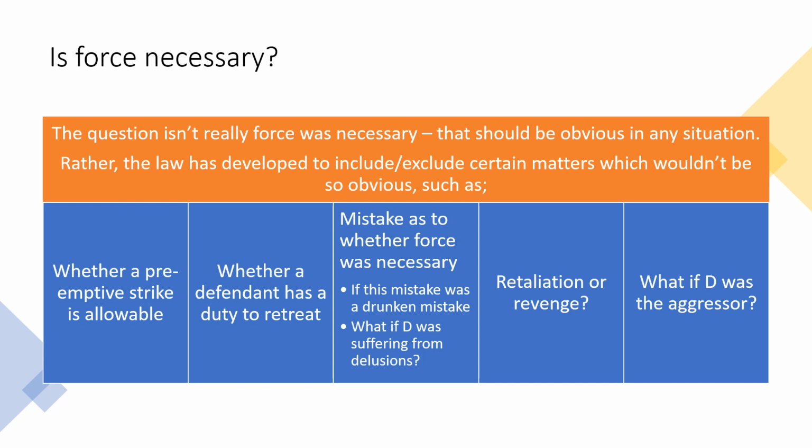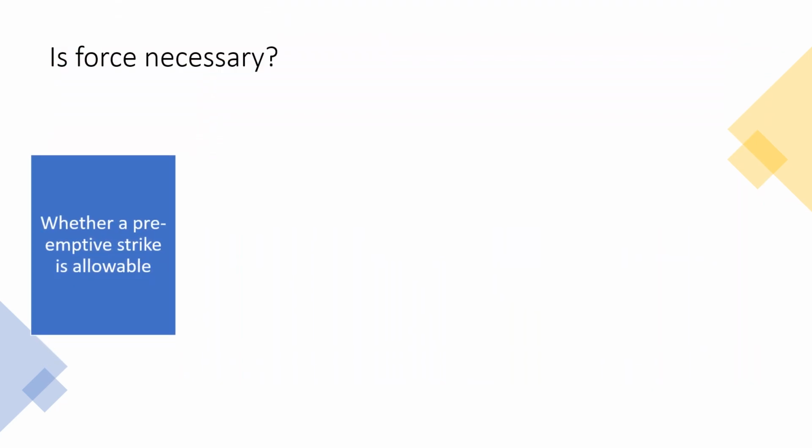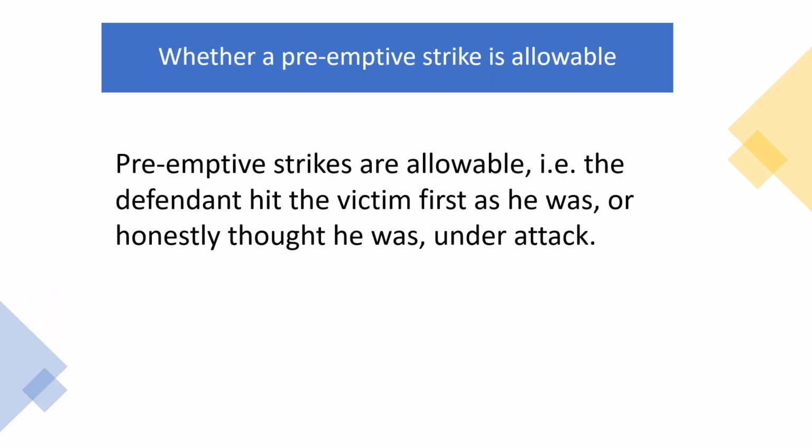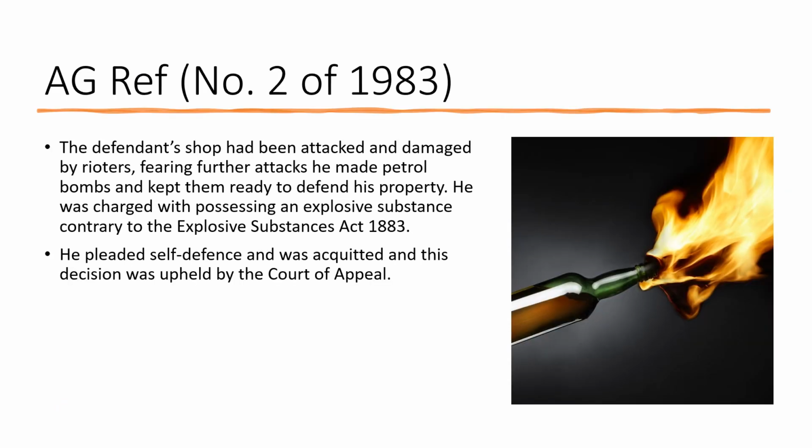So as ever, we're going to look at the first one first, and this is the preemptive strike. Is this allowable? They are allowable. If the defendant hit the victim first as he was under attack, or honestly thought he was under attack. Now, that's the most obvious situation, but there are certain cases, such as the Attorney General's Reference number 2 of 1983, in which it was not necessarily a personal attack, but an attack on property, and it was lawful to preemptively do things which potentially would be illegal, but certainly falls within this category.